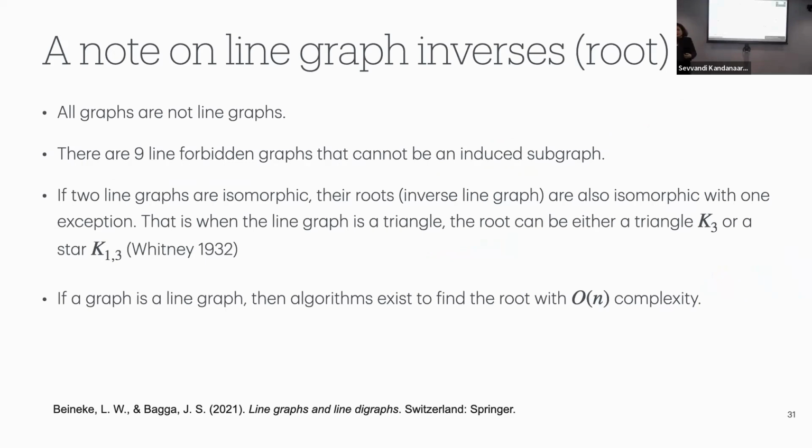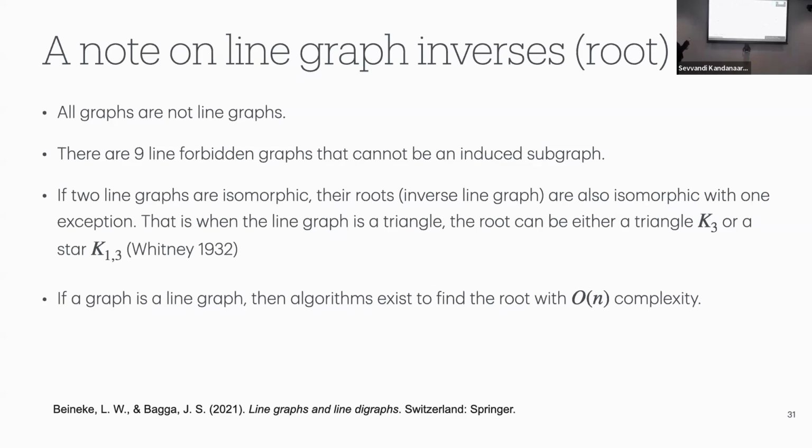All graphs are not line graphs. The graph space is massive. You have so many graphs, but to be a line graph, there are conditions that need to be satisfied, because your edges have to be mapped to the vertices. So there are 9 forbidden graphs for line graphs. There are 9 graphs that cannot be an induced subgraph. If one of them is an induced subgraph, then that's not a line graph. So it's very easy to break the line graph property, right?